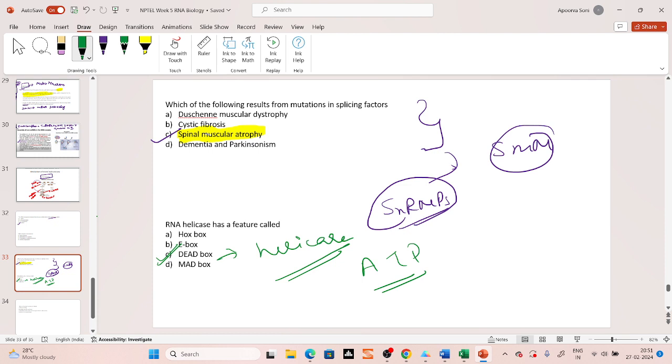So basically, unwinding any particular DNA or RNA is an energetically expensive process. That means you require energy. That means you require ATP. So that ATP is provided because of the feature that RNA helicase has, which is known as dead box. Because of this dead box, RNA helicase is able to utilize ATP.